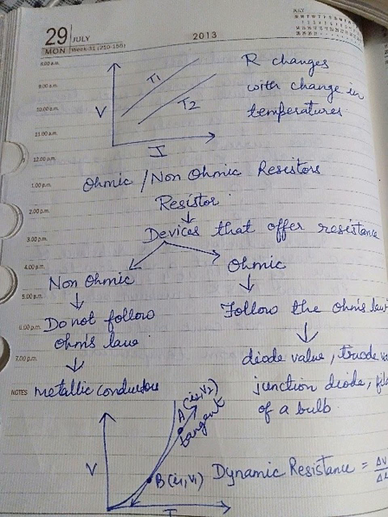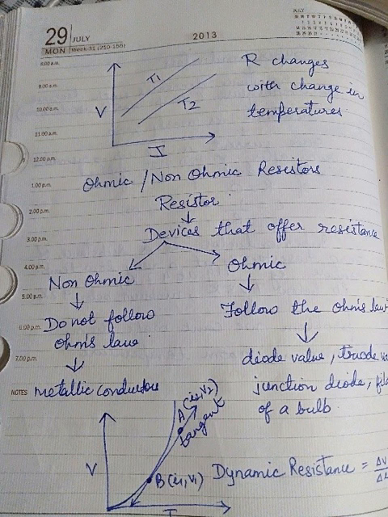Now what do you mean by following Ohm's law and not following Ohm's law? Following Ohm's law means that when you keep the physical conditions and temperature constant, then I is directly proportional to V. That is, V upon I is constant. And non-ohmic means that when you keep the conditions constant, still you will not get I directly proportional to V. So here your curve is not going to come as a straight line.